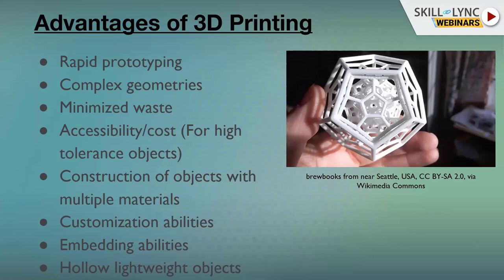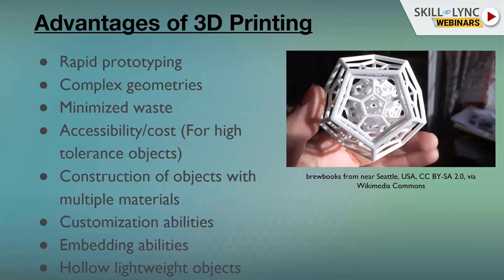Another one is embedding abilities. As you can see in this image itself, there's a lot of hollow space in between, which can be accessed by the 3D printer when producing this object. This is very interesting because this gives you the ability to embed another object into this object while it's being manufactured. So things like computer chips or physical tags that need to be embedded within the object can be easily done with this process.